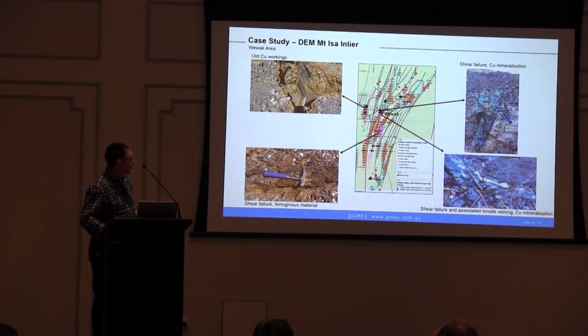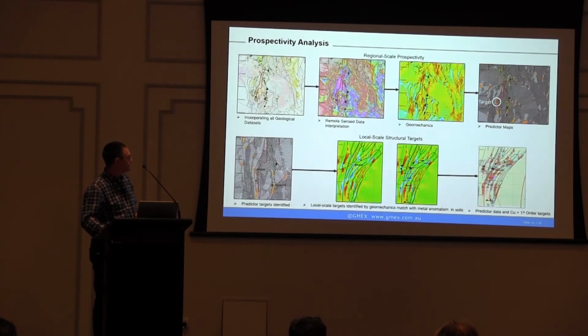Just some field photographs showing you where we find these things, we generally find that there's a change in behaviour of the rocks. So whether it's shear failure or tensile failure, we find that the anomalism actually tells us something quite important. So the whole process is, I guess, gather as much geological data as possible, build that conceptual model. You can use geomechanics to test that conceptual model and then provide these predictor maps. Obviously, when you've got predictor data, copper in your geochemistry, they're making really good first order targets.